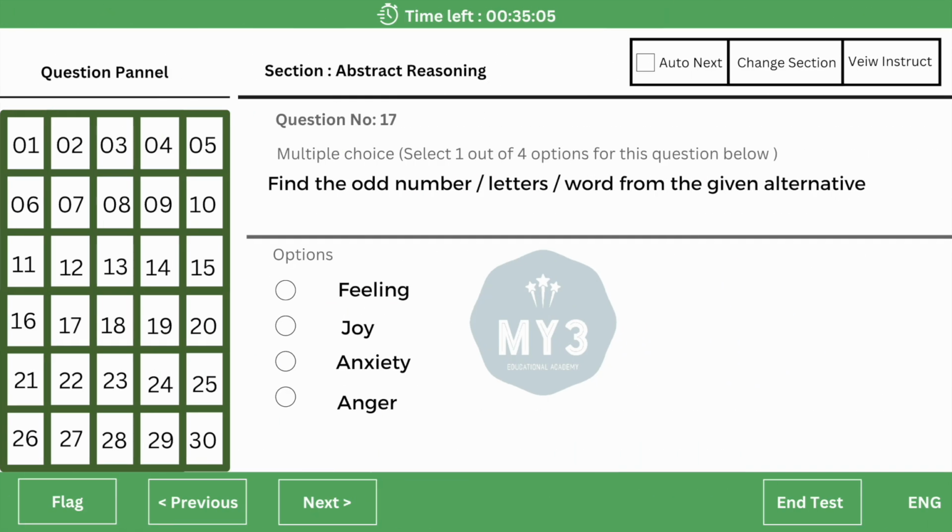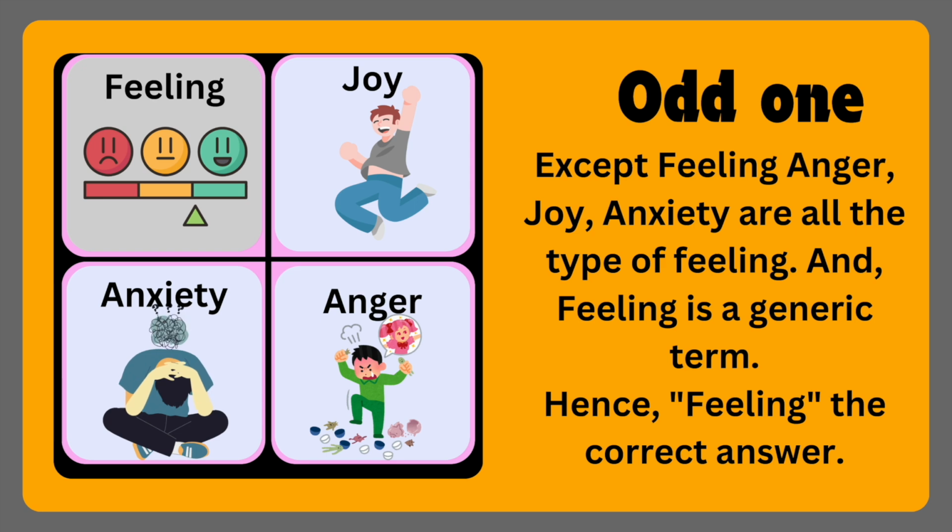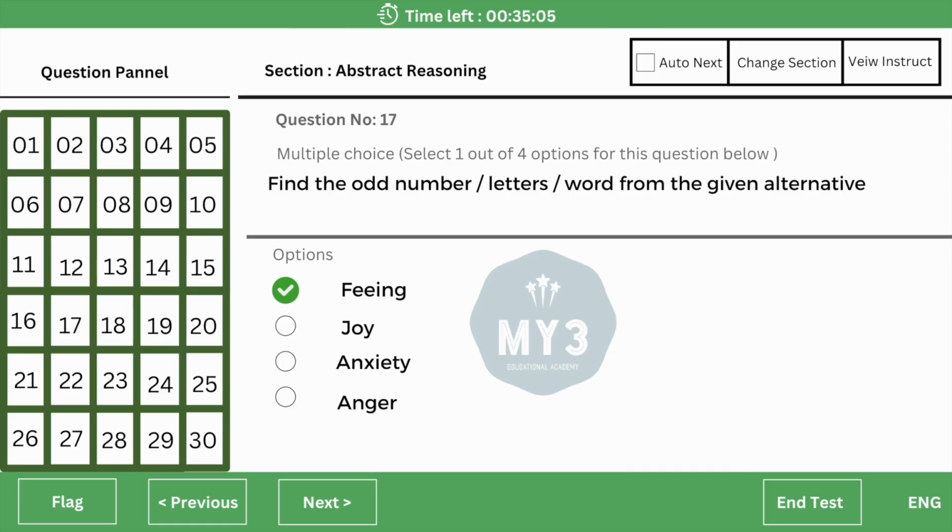Moving forward to another question. What is the odd one of the following? Feeling, joy, anxiety, anger. Out of these 4 option choices, which of the following will be the odd one? If you observe, joy, anger, anxiety, these are all feelings, types of feelings, but feeling is a generic word. So feeling is going to be your odd one. You can mark the answer choice as feeling. Mark it as option A here.